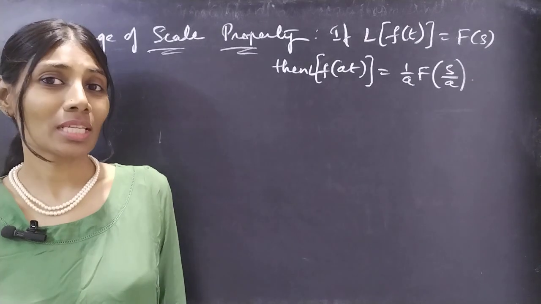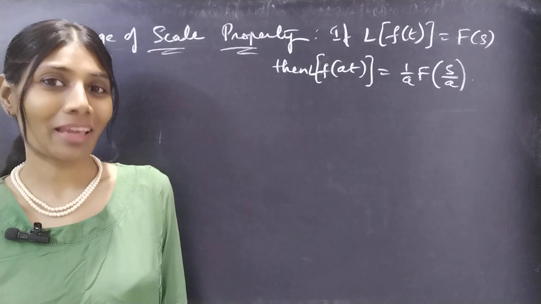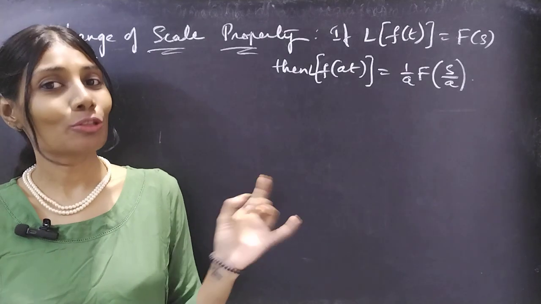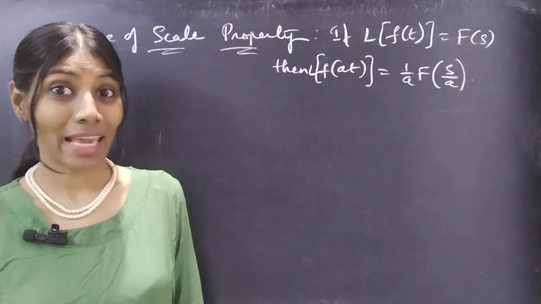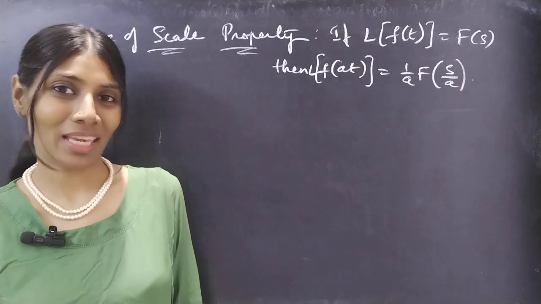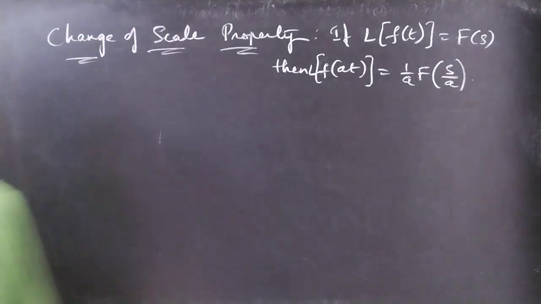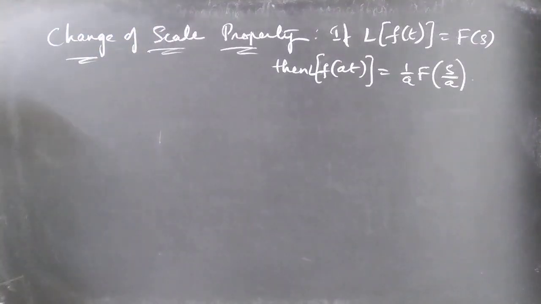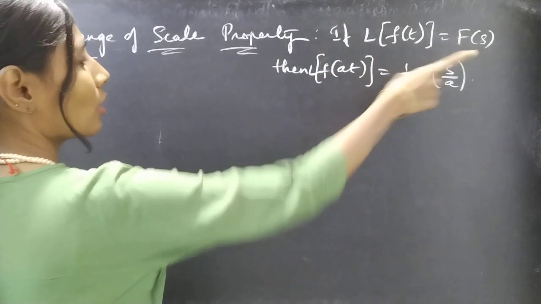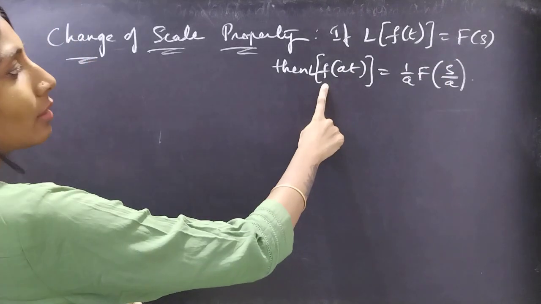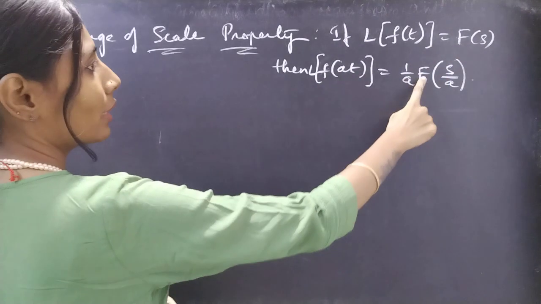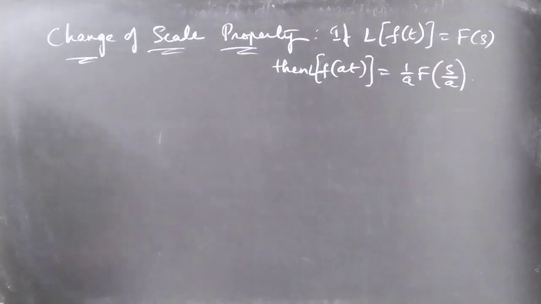In this video, we are going to see the change of scale property and we'll also solve some example problems on change of scale. So let's get going. The change of scale property says that if L of f of t equals F of s, then L of f of at equals 1 by a into F of s by a.